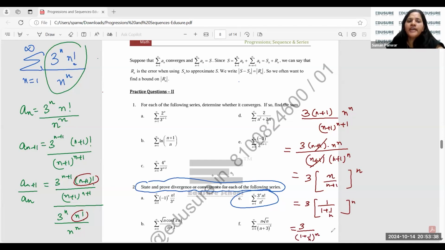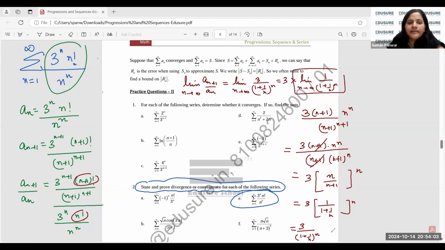So now if I calculate the limit as n tends to infinity of a_(n+1) upon a_n, this is going to be the limit as n tends to infinity of 3 upon 1 plus 1 upon n whole power n. This is 3 into the limit as n tends to infinity of 1 upon (1 plus 1 by n) whole power n. Now this is a very, very famous limit. The limit as n tends to infinity of 1 plus 1 by n whole power n is e. Okay. So this is going to be 3 into 1 upon e.